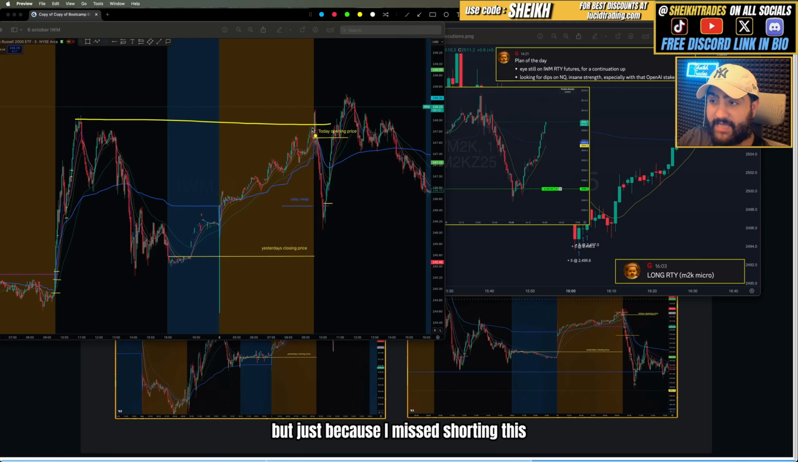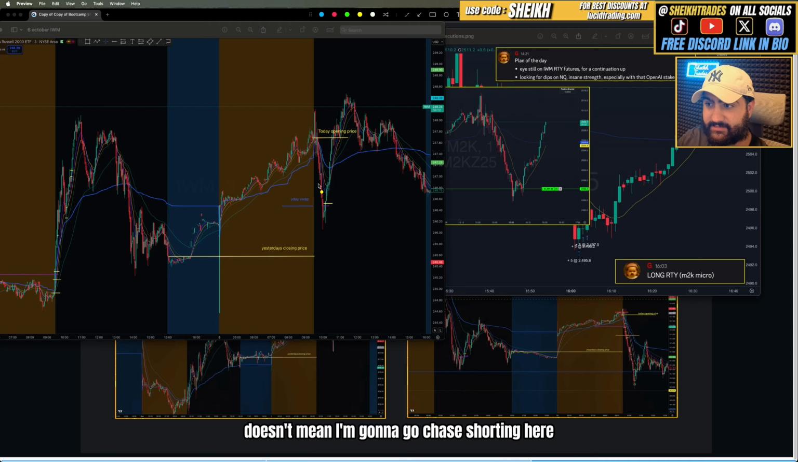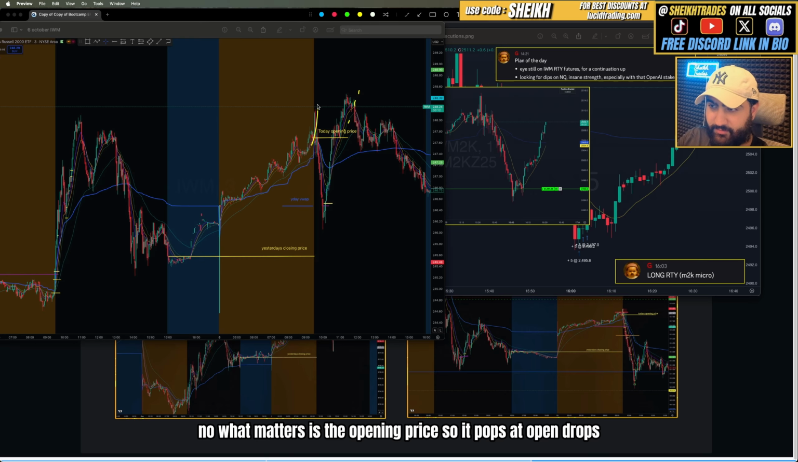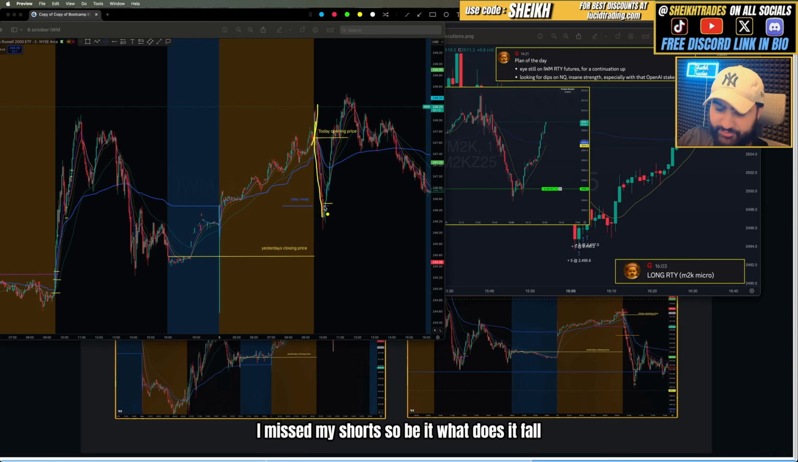But just because I missed shorting this doesn't mean I'm gonna go chase shorting here, here, here, here, here. I'm not gonna do that. I'm not gonna be randomly shorting this because I already missed out. No, what matters is the opening price. So it pops at open, drops, I miss my shorts. So be it. What does it fall under now?